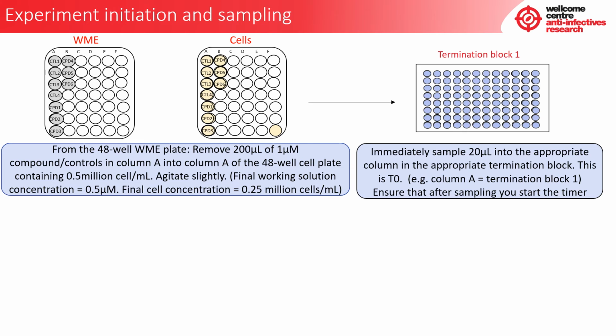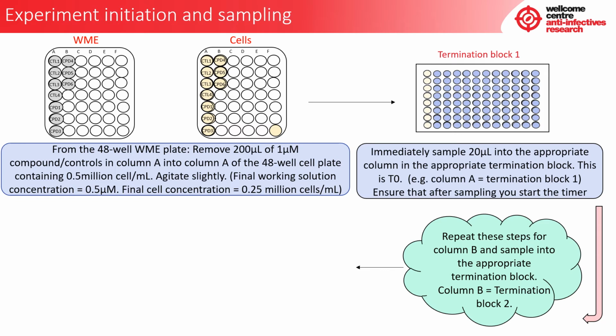Immediately sample 20 microliters into the appropriate column in the appropriate termination block. This is T0. For example, column A goes into termination block 1. Ensure that after sampling you start your timer.